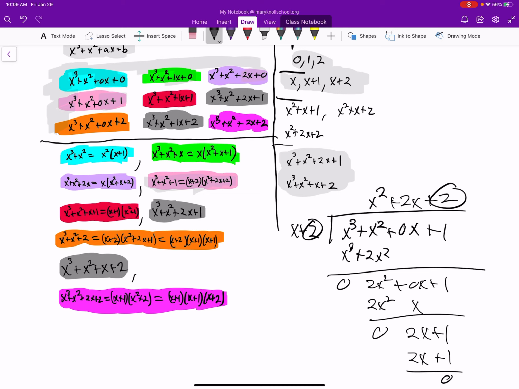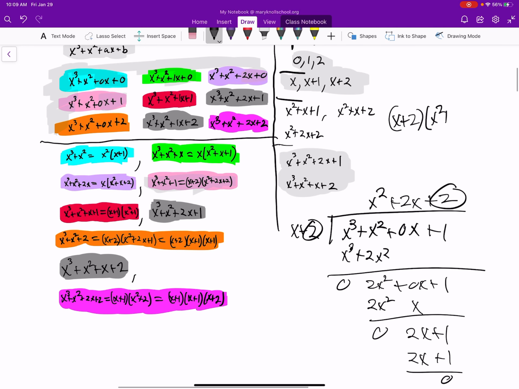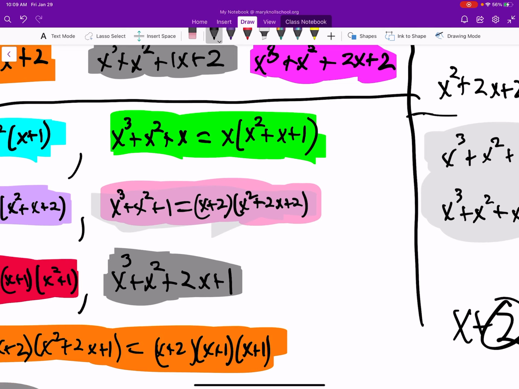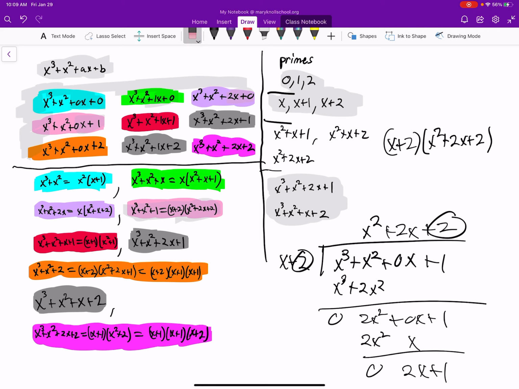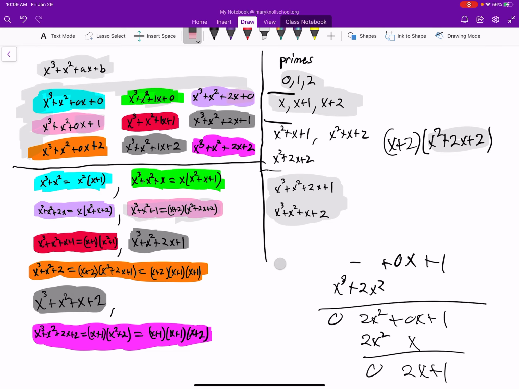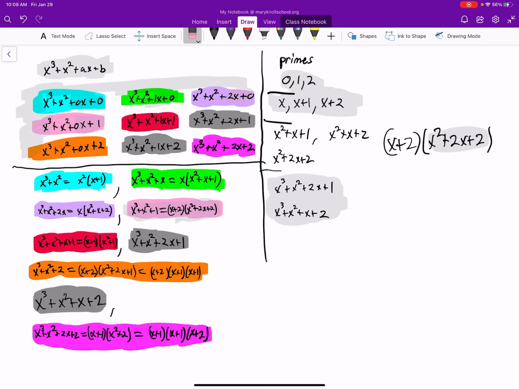Okay, so from there we know that x plus 2 multiplied by x squared plus 2x plus 2, which is what I have here, is what it is. But we're not so sure if this is a prime or if it's composite. This right here, if it's a prime or composite. So let's go ahead and check that out. If it is a composite, it'll either be divisible by x plus 1, or x plus 2. We can see directly that it's not divisible by x, so let's try x plus 1 and x plus 2.